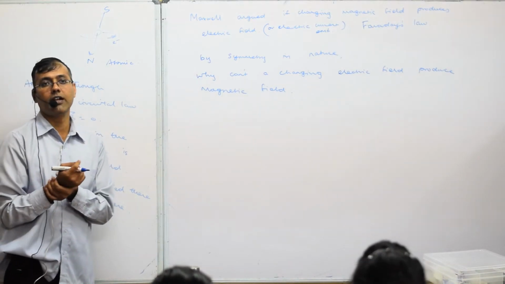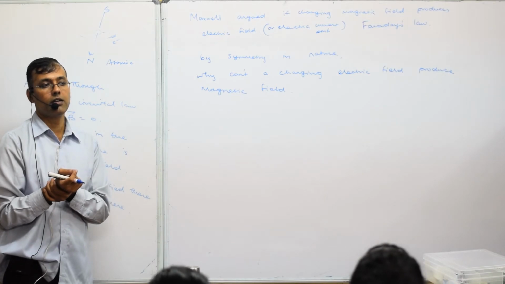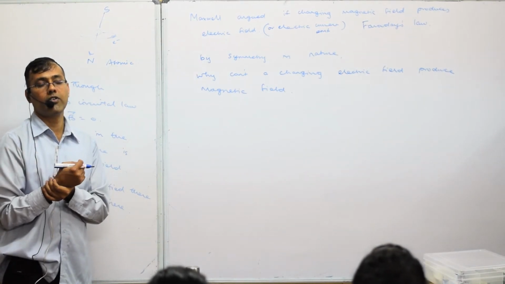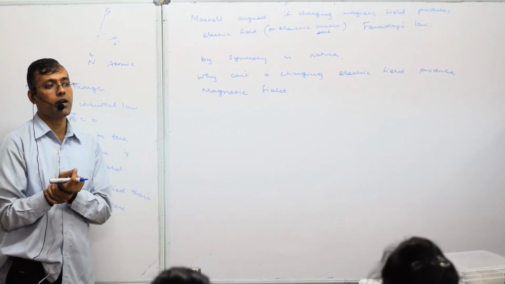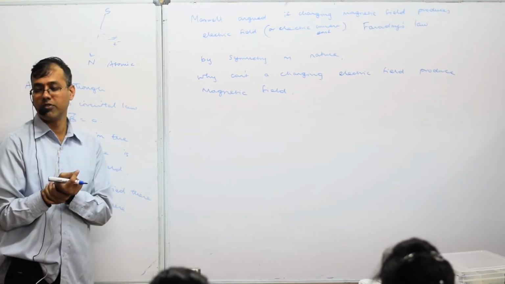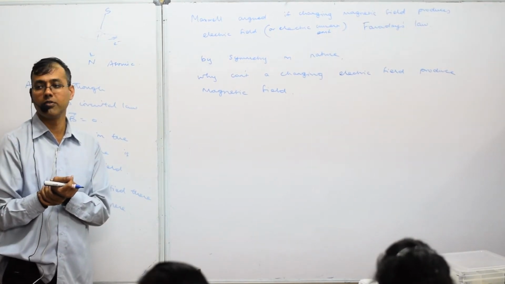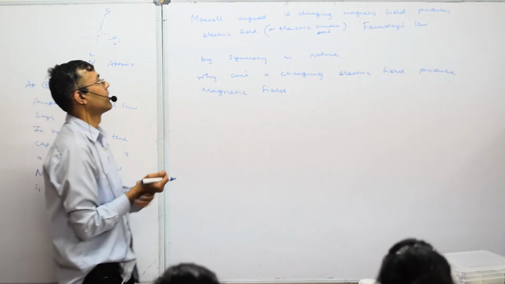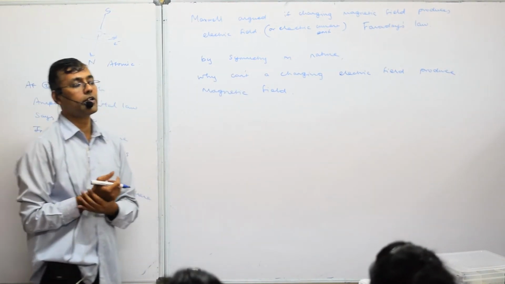So Einstein said light is behaving like a particle. De Broglie said if a light wave can behave like a particle, why can't a particle behave like waves? And that's what we call matter waves, right? De Broglie waves. Okay? So he also argued based on symmetry in nature.